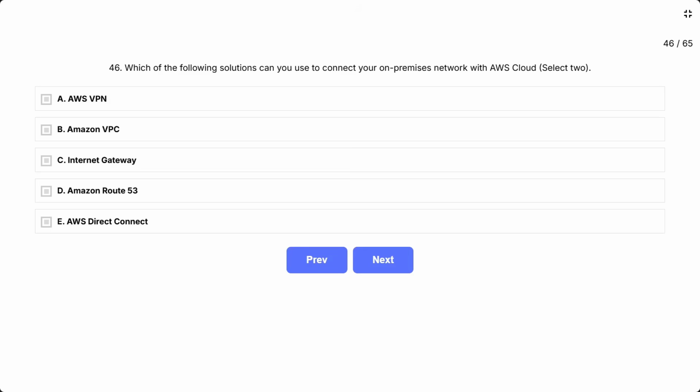The correct answer is A. AWS VPN. E. AWS Direct Connect.